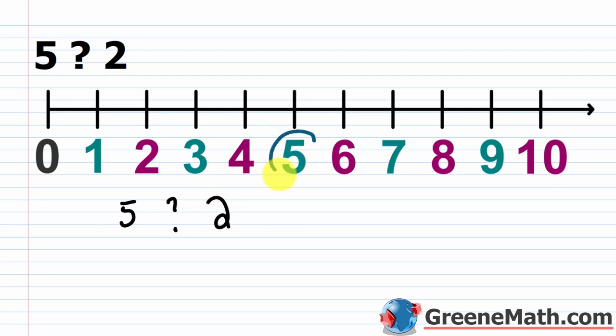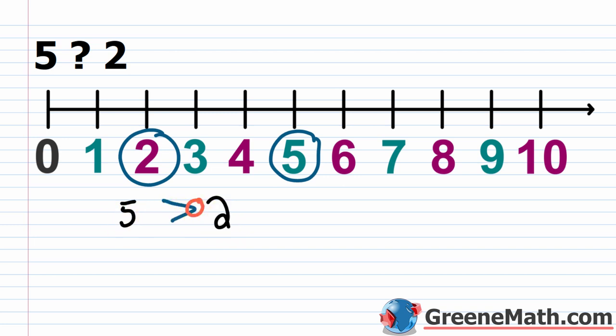So first, let's circle 5, and then let's circle 2. So 5 is to the right of 2 on the number line, so 5 is a larger number than 2. So here, I would want to use a greater than symbol. Again, if you can't remember, the symbol always points to the smaller number. 2 is a smaller number than 5, so just point the symbol to the smaller number. So here, you would say 5 is greater than 2.